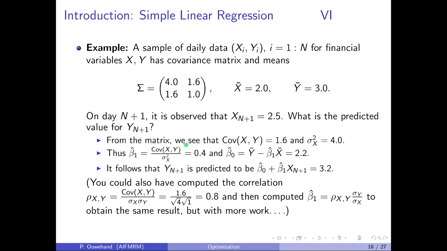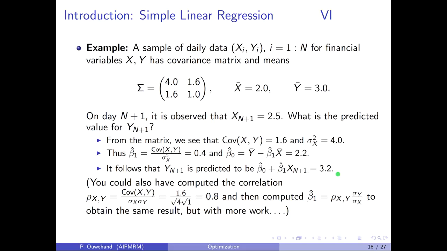So from the matrix, we see that the covariance between x and y is 1.6, and that the variance of x is 4. And hence, one of our expressions was that beta 1 hat is the covariance between x and y divided by the variance of x. That's 1.6 divided by 4, in other words 0.4. Then the equation for beta 0 says that beta 0 hat is the mean of y minus beta 1 times the mean of x, and that turns out to be 2.2. It follows now that y n plus 1 is predicted to be beta 0 hat plus beta 1 hat times x n plus 1. That's 2.2 plus 0.4 times 2.5.